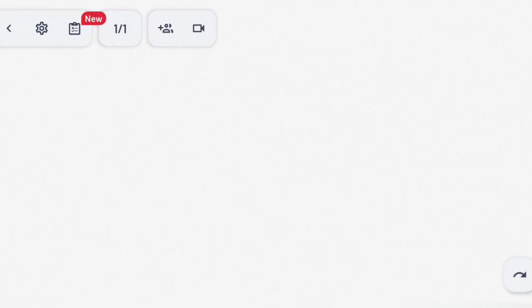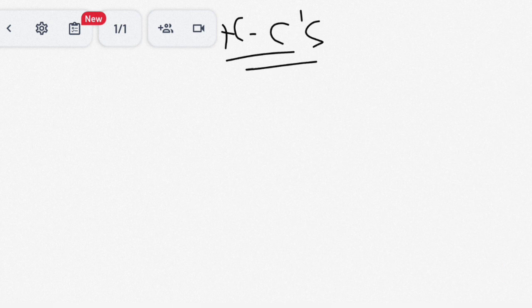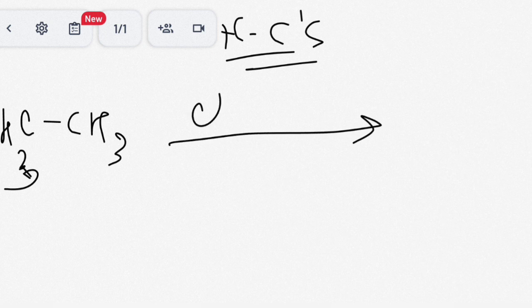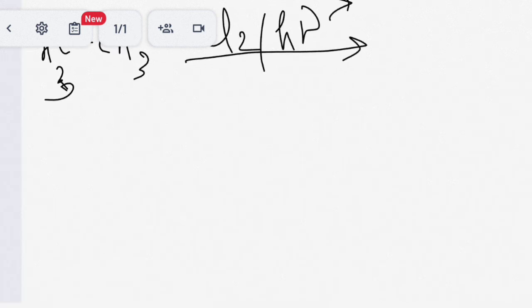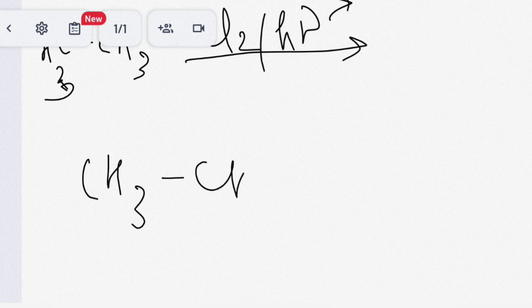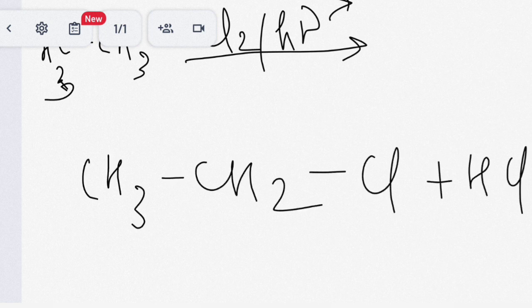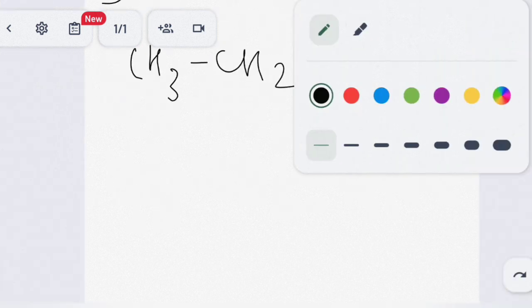Now we will talk about the formation of haloalkanes from hydrocarbons. With hydrocarbons, we can form haloalkanes in the presence of Cl2 and sunlight. So we'll take a basic example of ethane, and here we add Cl2, with hv representing sunlight. There is a free radical mechanism in this reaction, but we will write it directly as CH3CH2Cl plus HCl. We can write it directly, and I will explain it if anyone doesn't understand it.